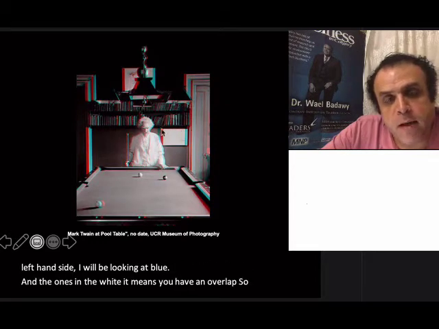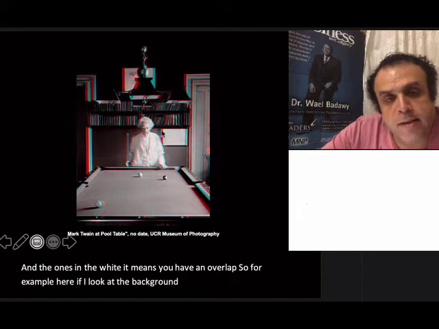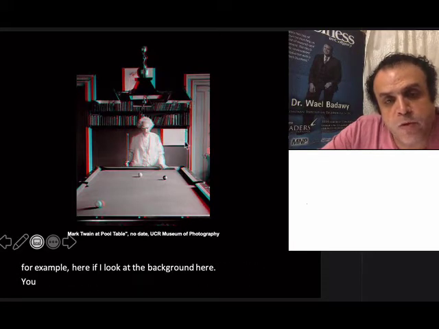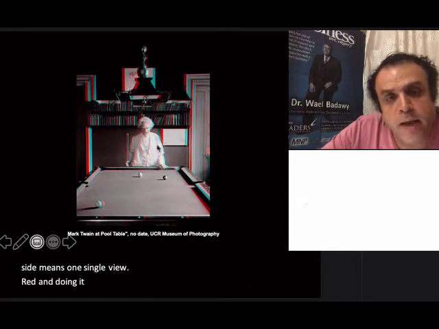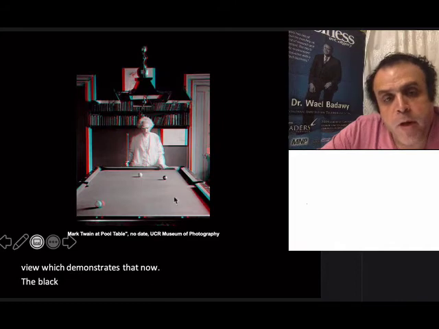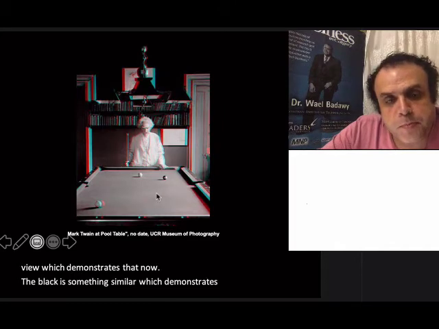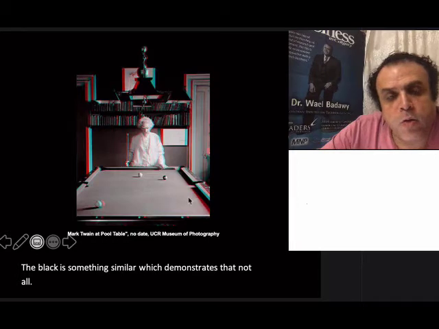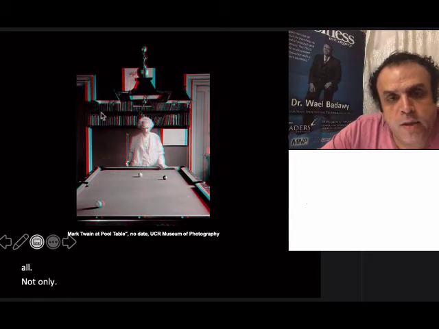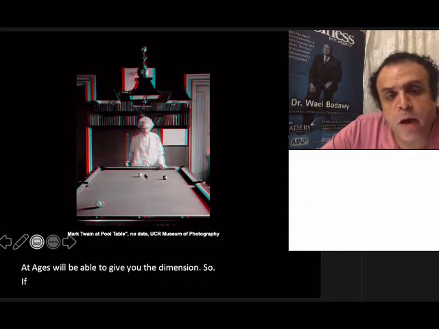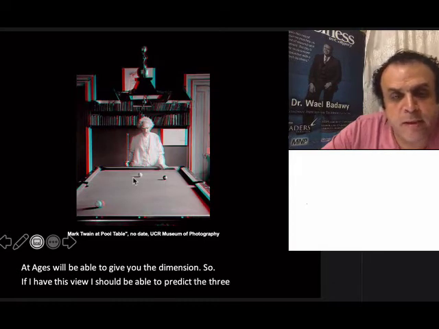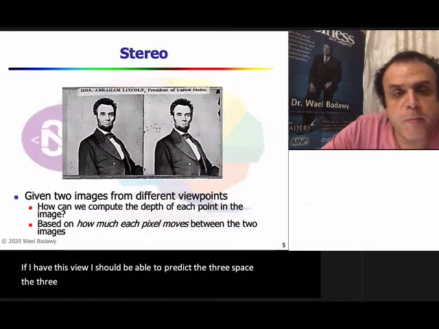So for example here, if I look at the background, you can see the red and then the blue here to the right-hand side. It means one single view is the red, and when it overlaps with the blue, it gives you the white view, which demonstrates that not all edges will be able to give you the dimension. So if I have this view, I should be able to predict the three D space.